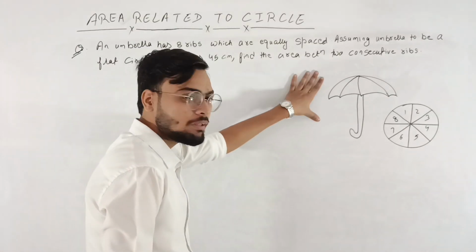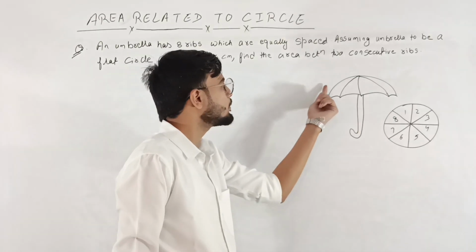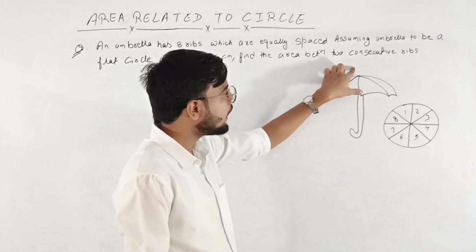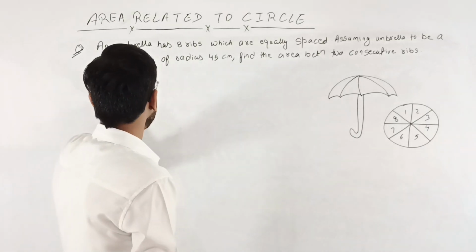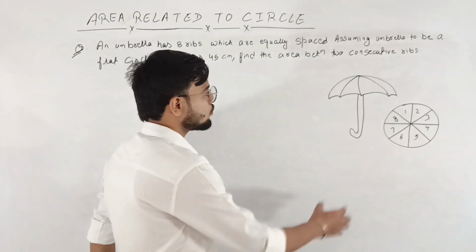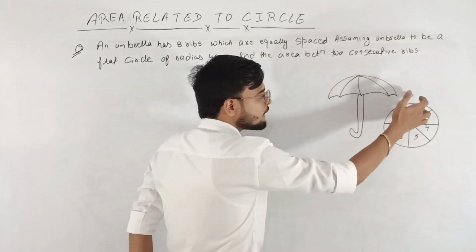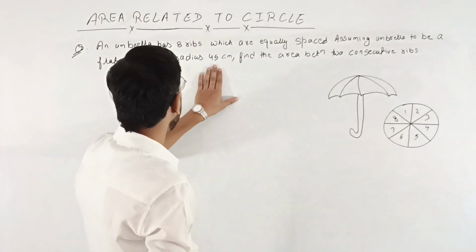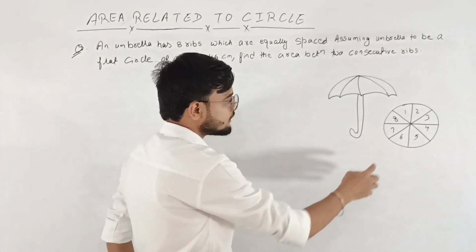Look here, there's an umbrella. Ribs means this upper part of the umbrella. The question says to assume this umbrella as a flat circle of radius 45 centimeter. So I assume this upper part of the umbrella as a flat circle of radius 45 centimeter, and in total there are 8 ribs.